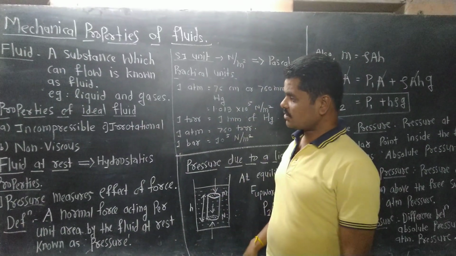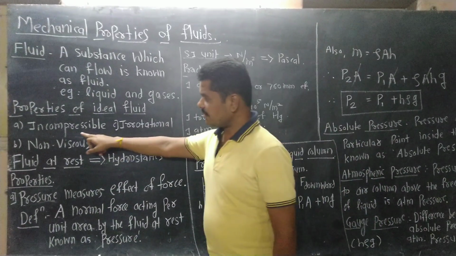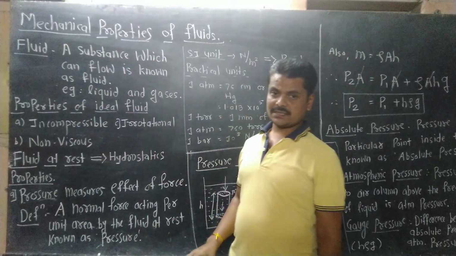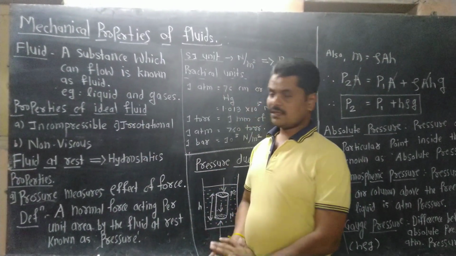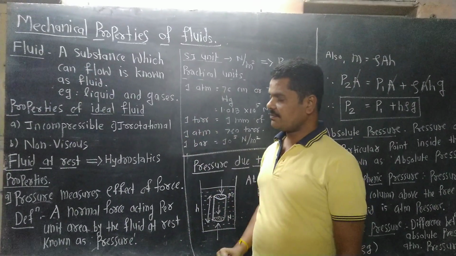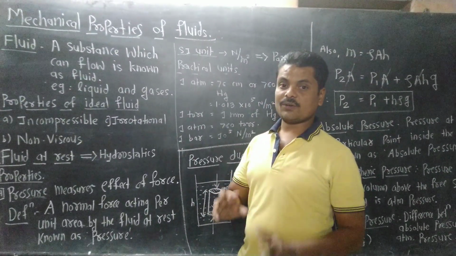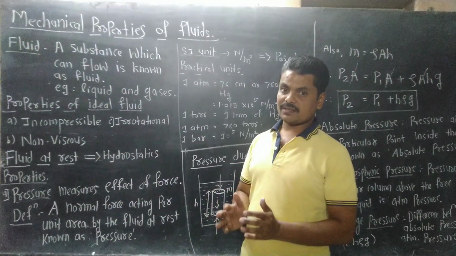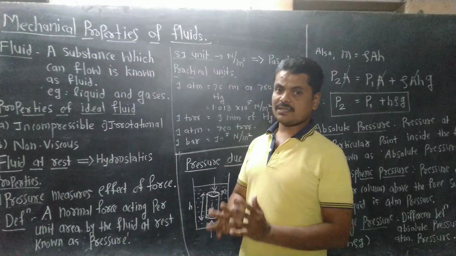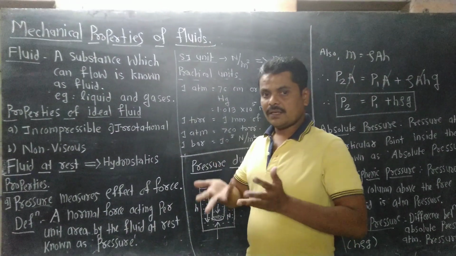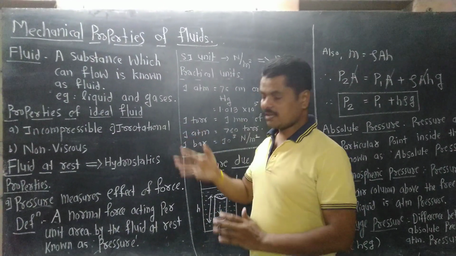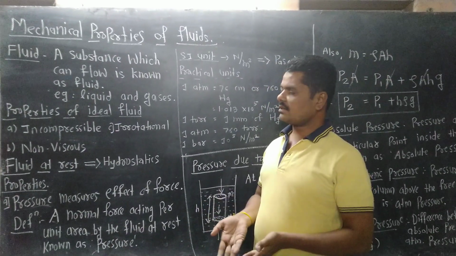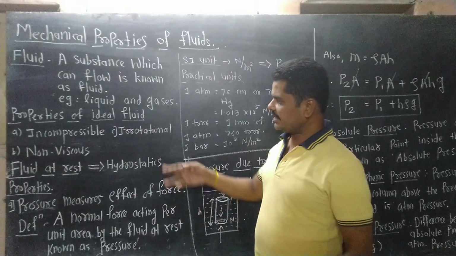The two main properties of an ideal fluid are that it must be incompressible and it is non-viscous. What is meant by incompressible? When you apply pressure on that fluid, the volume of that fluid cannot be changed. During the application of pressure, the volume remains constant, therefore the density also remains constant. This is not applicable for gases. Hence, liquid or water can be considered as an ideal fluid.